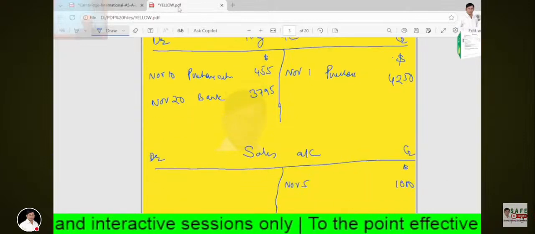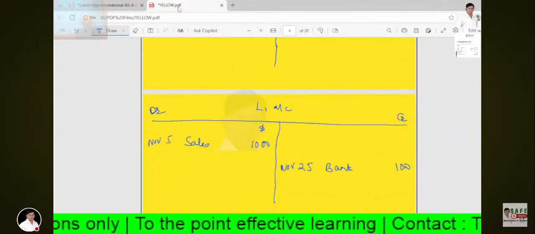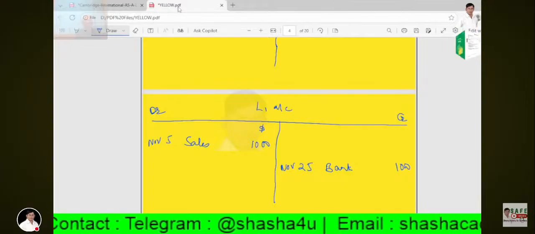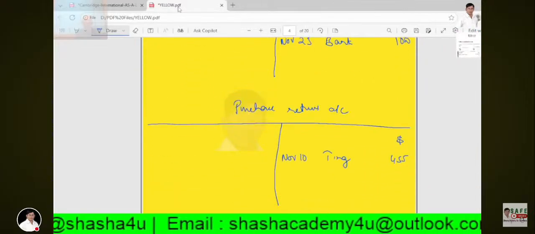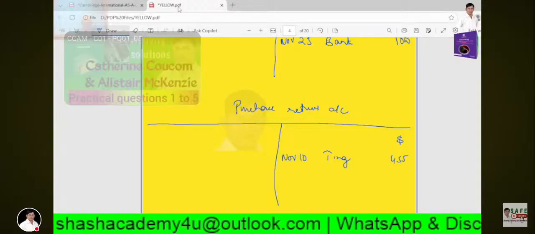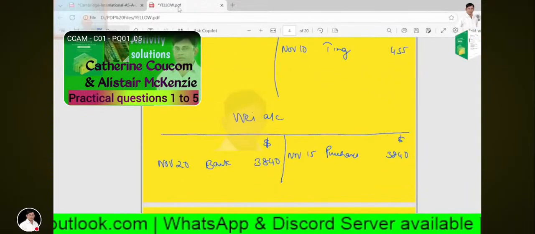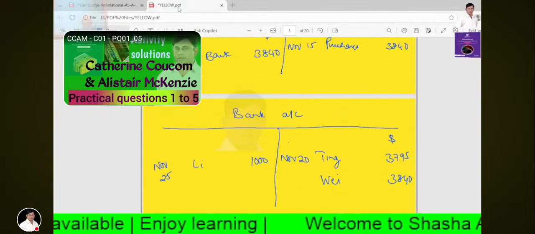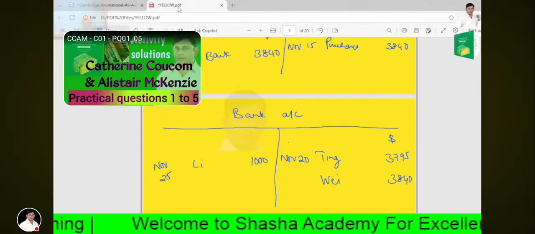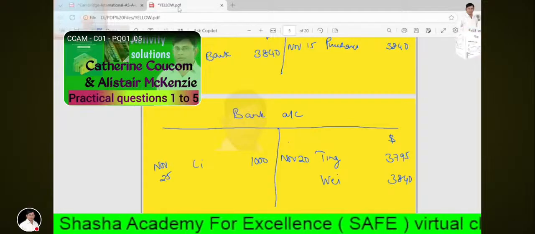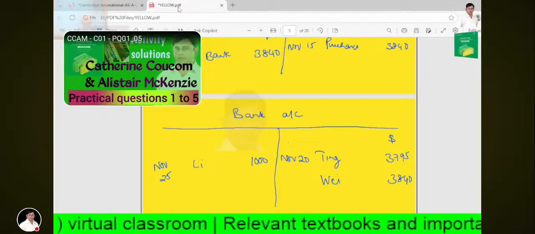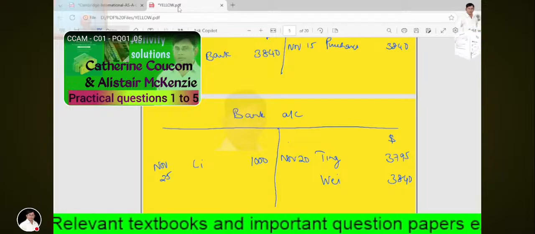Sales account is credited. So then Lee account is debited and credited because we have sold and we have received also. Next, purchase returns 455. Way account, we have purchased, we have paid. So bank account, we have paid, we have received. So that is the end. So activity 2.2 is done.